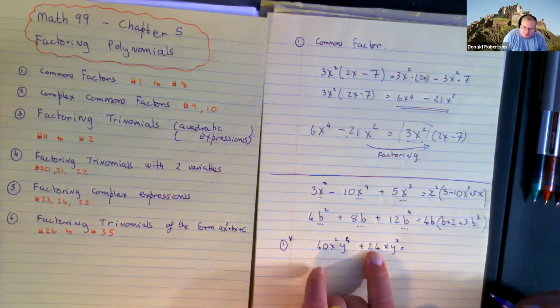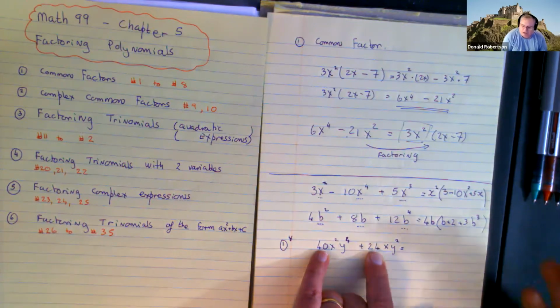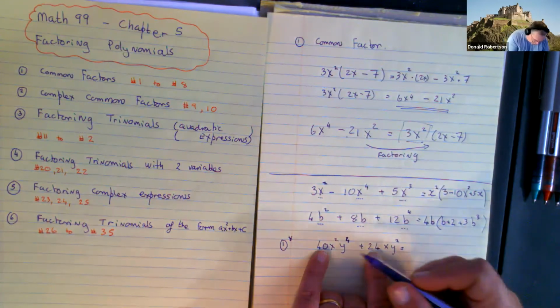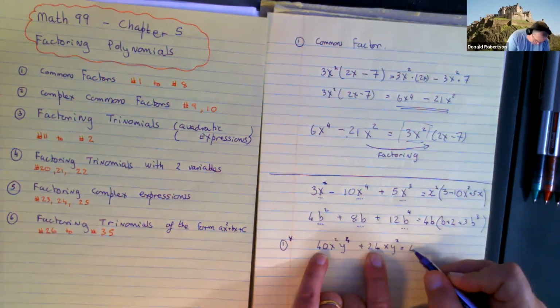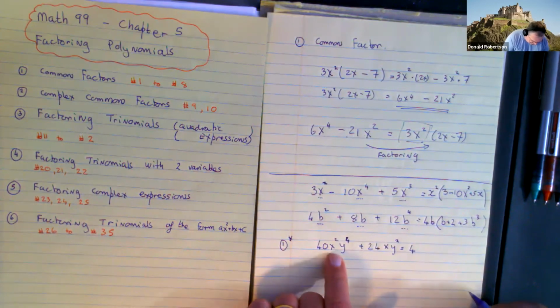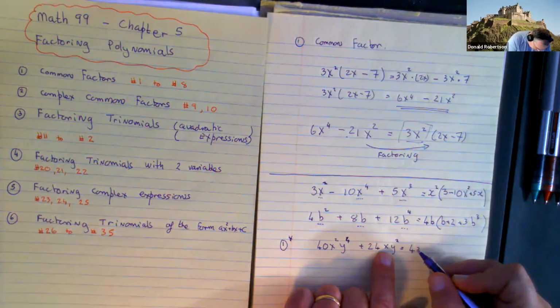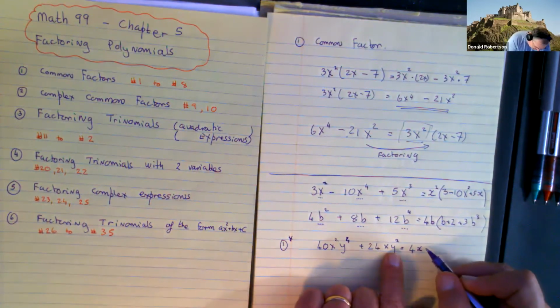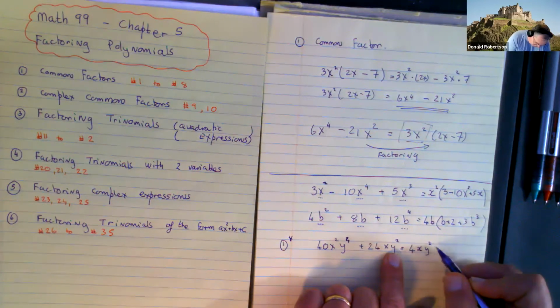Well, obviously 24 is too big. It doesn't go into 40. So I'll try 12. Well, that still doesn't go into 40. Next number down would be 6. That doesn't go into 40. The next number is 4. So I know that both of these work with 4. Now this has an x squared and this has an x, so I'm going to use x. This is a y to the 4 and this is a y squared, so I'm going to use y squared.